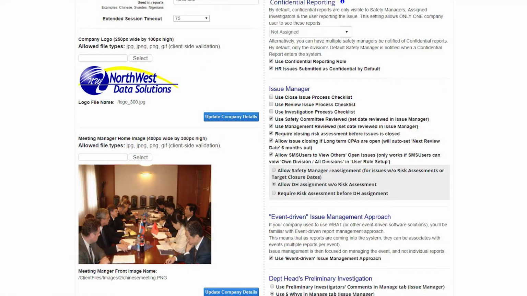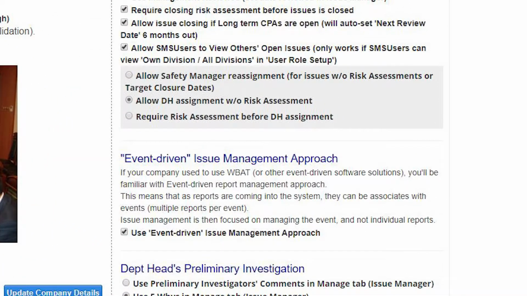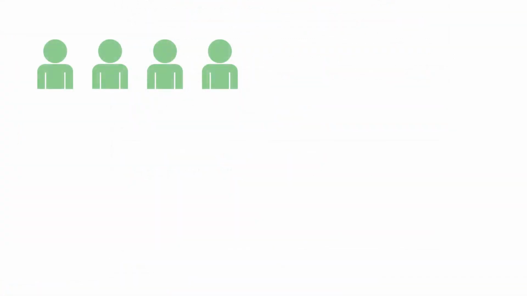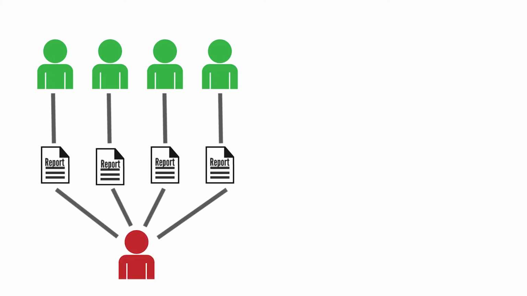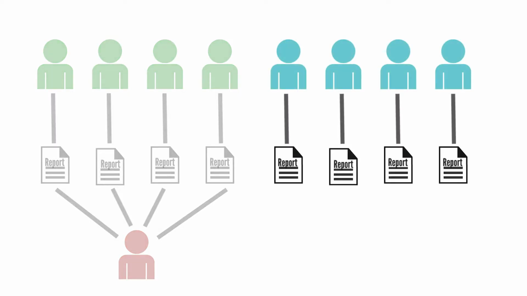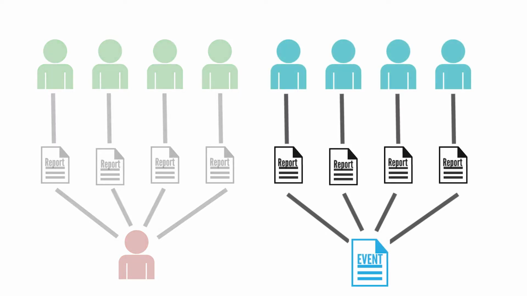Now, those who are already familiar with WBAT or ASAP will be familiar with managing events. If you are using ASAP, we suggest you manage events rather than managing issue reports. What's the difference? Let's say an issue occurs and 4 different people submit a hazard report. Managing issues means investigating and managing each report. Managing events involves tying all reports from the same event together into a single event.